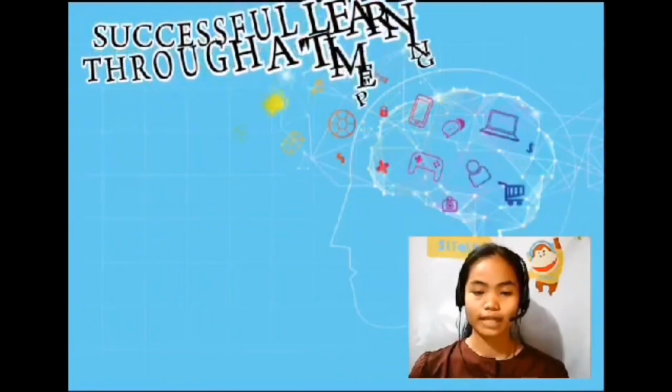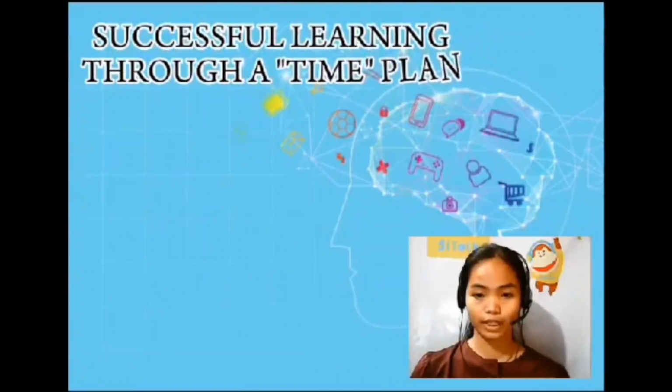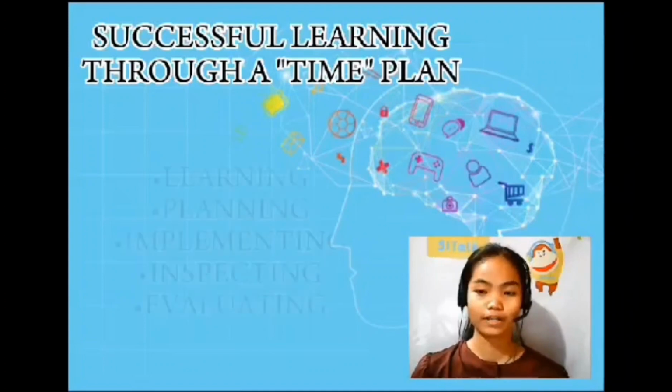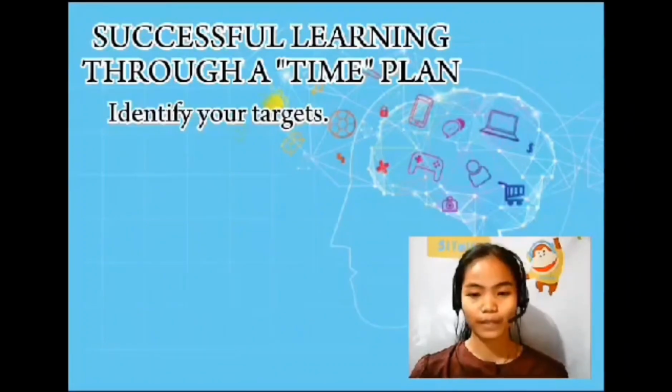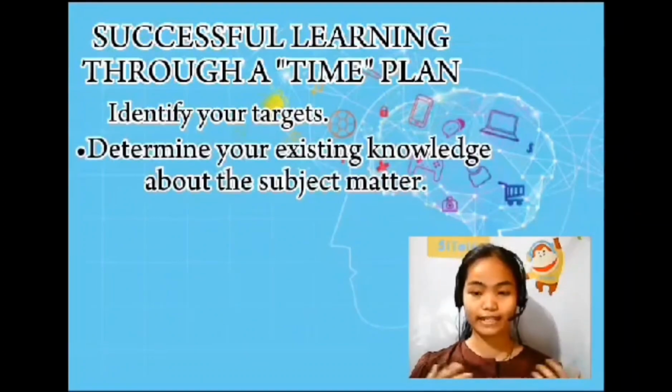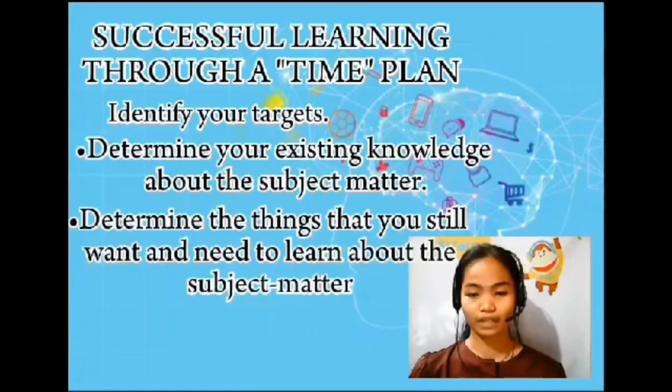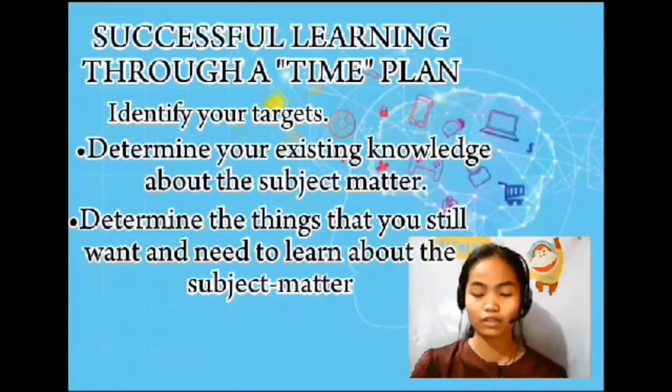Successful learning through a time plan. Students learn differently. Some are visual learners, while others are auditory and tactile learners. No matter what kind of learner you are, you engage yourself in the processes of learning, planning, implementing, inspecting, and evaluating your learning activities. So during the planning stage, you identify your targets, determine your existing knowledge about the subject matter, and determine the things you still want and need to know about the subject matter.